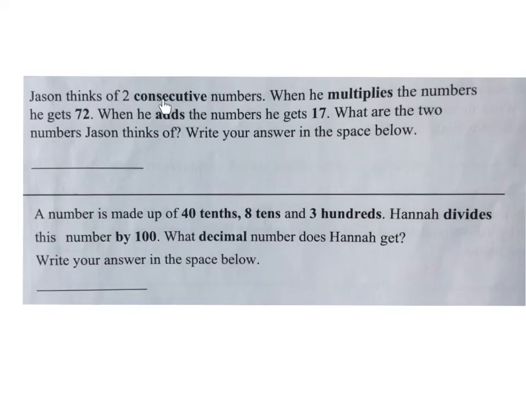Jason thinks of two consecutive numbers. When he multiplies the numbers, he gets 72. When he adds the numbers, he gets 17. What two numbers does Jason think of?